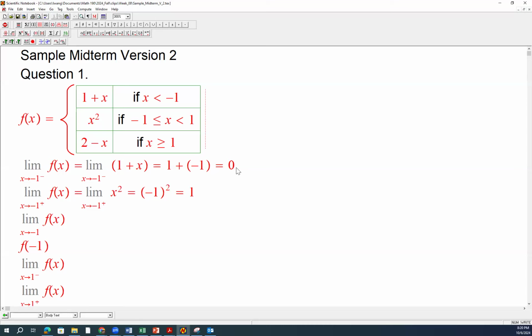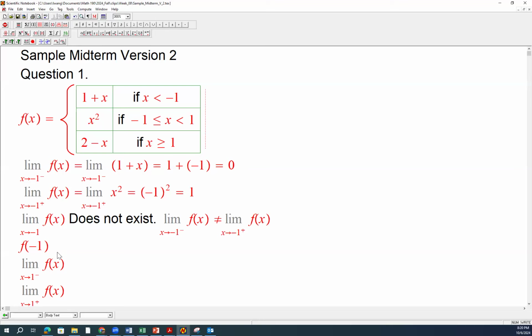As you can see, the limit from the left of -1 and the limit from the right of -1 are not the same. So the limit when x approaches -1 does not exist. And of course, the reason is that the limit from the left is not equal to the limit from the right. All right, so you understand what this is testing you about.